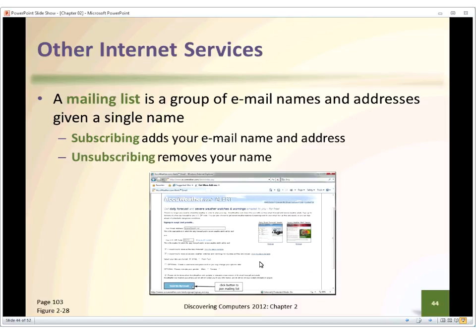I think I've done that to far too many websites, and now I'm getting all kinds of email from different organizations that I've subscribed to. Unsubscribing means exactly that. You remove your name from the list, so you will not continue to get those emails.